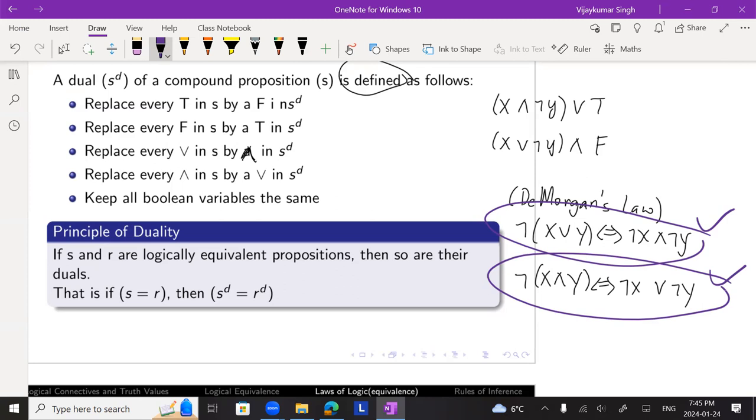So you see that if two statements are equivalent, then the duals are also equivalent. So what is the big deal here? Actually, there's not much big deal like this. We are still building. You see, we are at the very baby step of logic. And we will see further how we can use this.